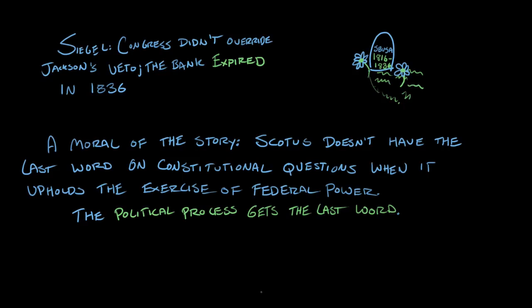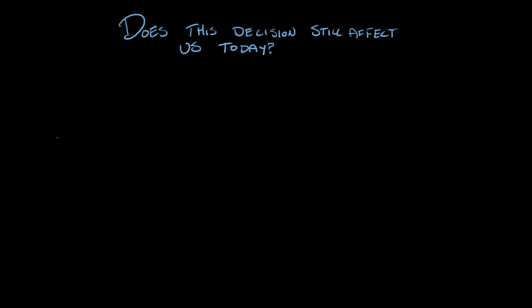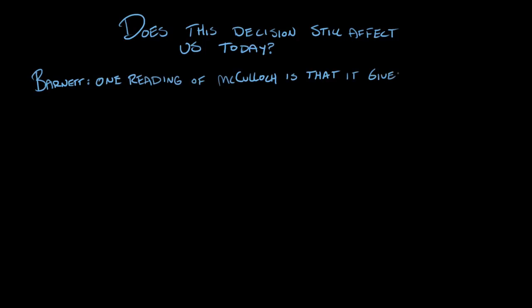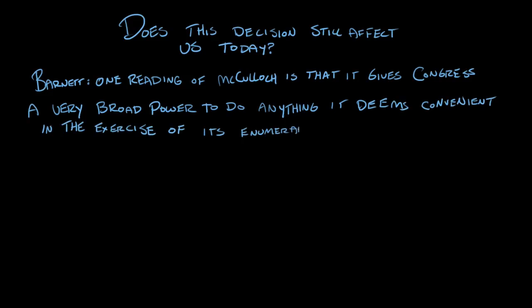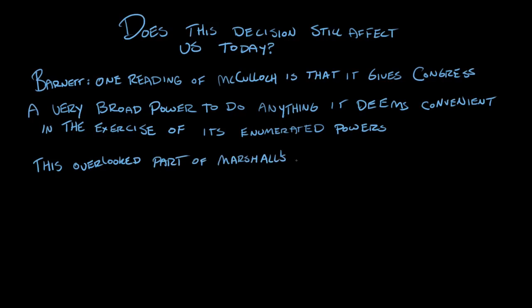One reading of McCulloch is that it gives Congress a power so broad that it allows Congress to exercise any power that it deems convenient to the exercise of one of its enumerated powers. That is how McCulloch has come to be interpreted. I think that is an overreading of McCulloch, and it also overlooks one of the key passages of McCulloch versus Maryland that nowadays is given no legal effect by the Supreme Court.